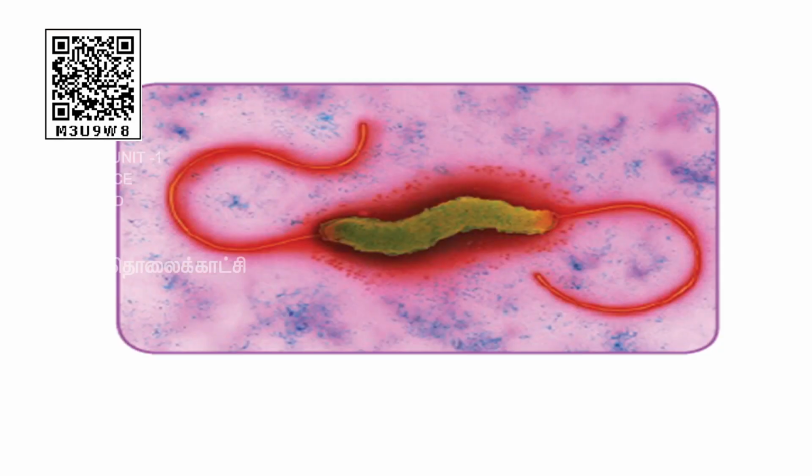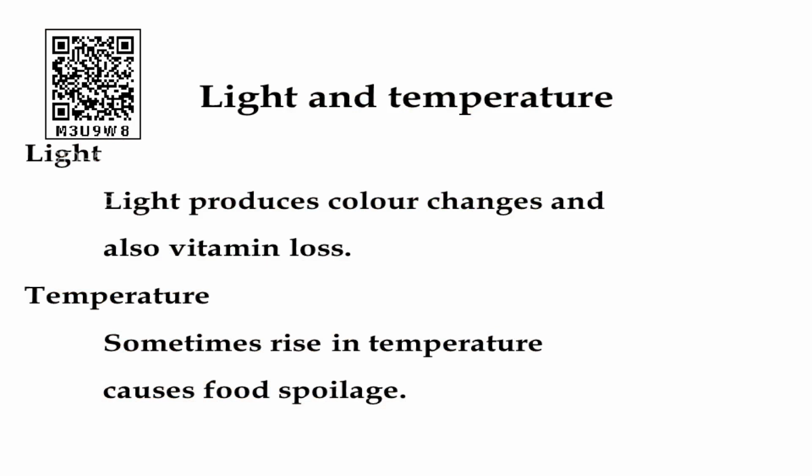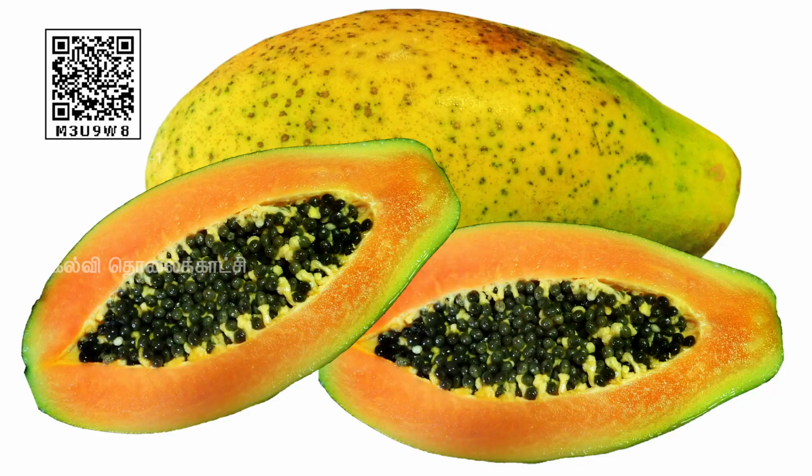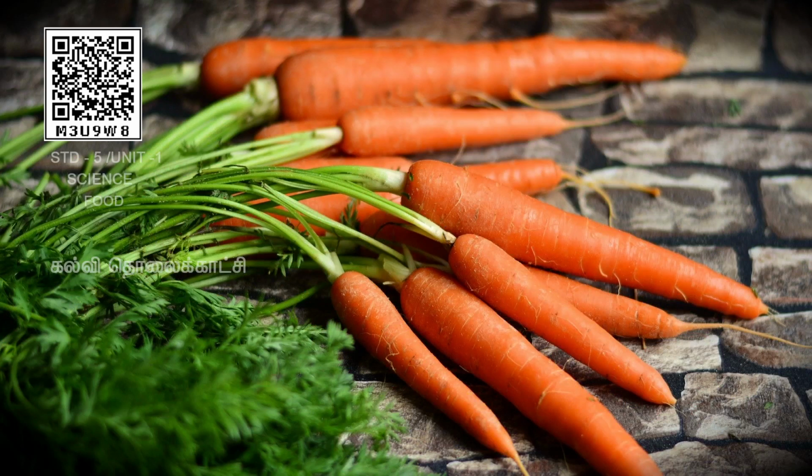Okay, look at the image, children. These are all the microorganisms present in the food. Okay, another factor which reacts with the food and causes spoilage of the food is light and temperature. Light produces color changes and also vitamin loss. Okay, if you expose the fruits and vegetables to sunlight, what will happen, children? Definitely you will lose the color of the fruit or vegetable and even the vitamins are lost, because the light changes the color and it reduces the vitamins present in those fruits and vegetables.